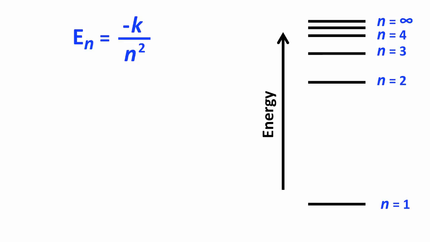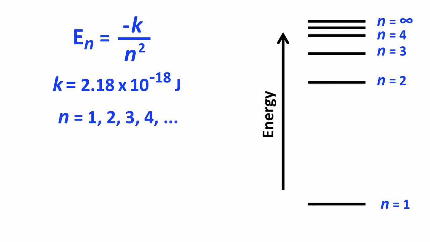And it turns out that what Bohr did was establish a relationship between the energy of an electron energy level and what we call its principal quantum number. The relationship is E sub n, the energy of the nth level, equals negative k over n squared, where k is a constant, 2.18 times 10 to the minus 18 joules. n is an integer, 1, 2, 3, 4, etc., for the first, second, third, fourth levels.